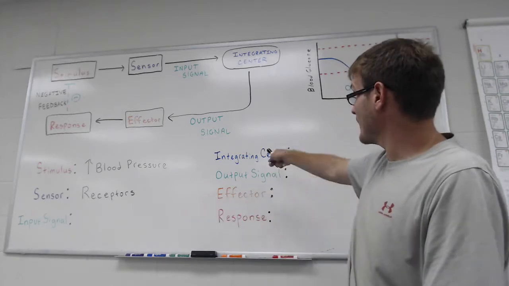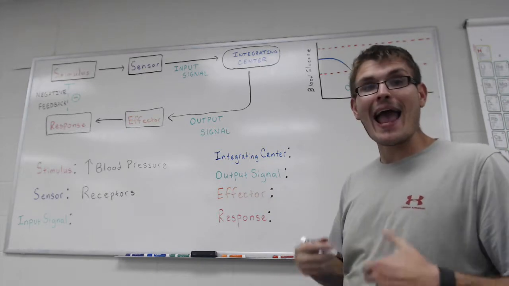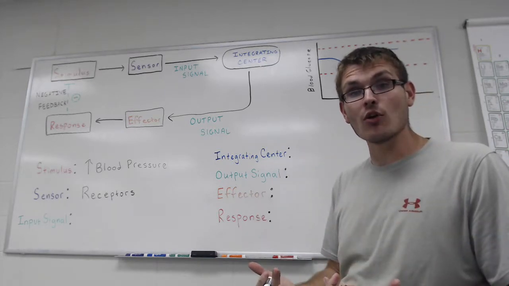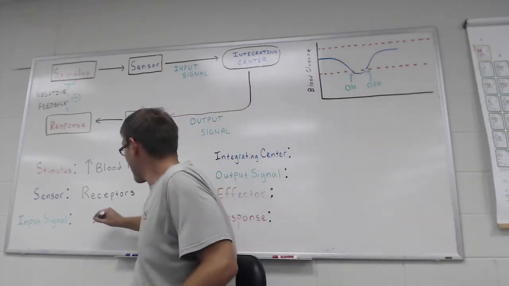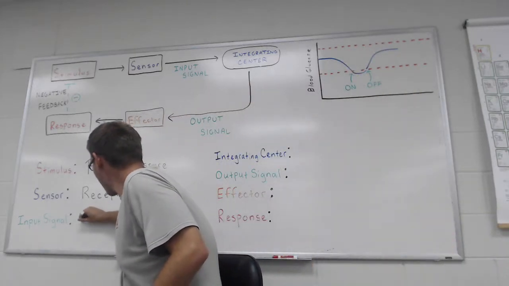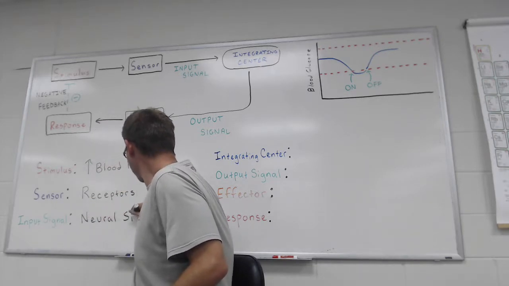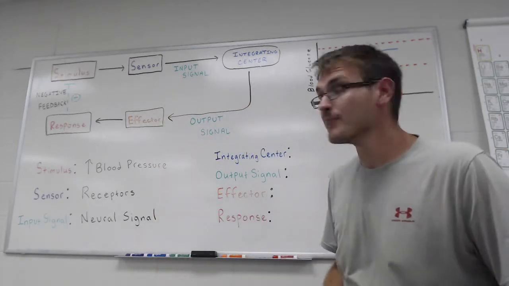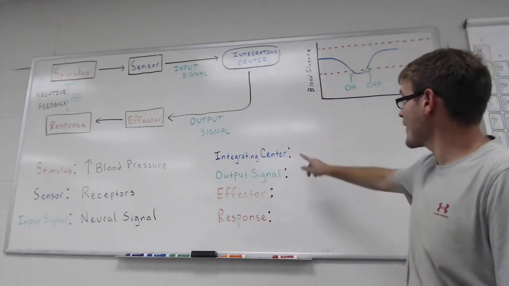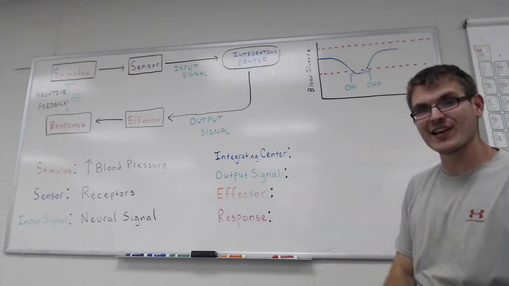Okay, so let's catch up here. Your input signal is going to be an electronic signal sent through neurons, and that is going to be the basis of the input signal. So this is a neural signal sent to the integrating center. Then we know that that input signal will be received by the integrating center.